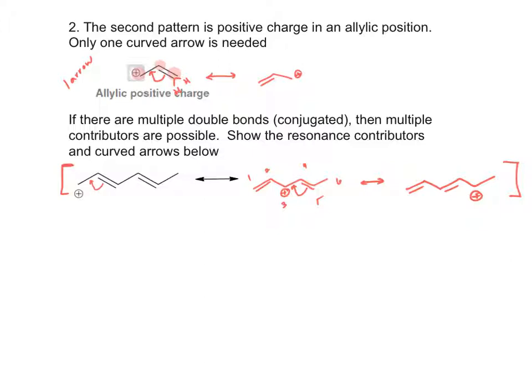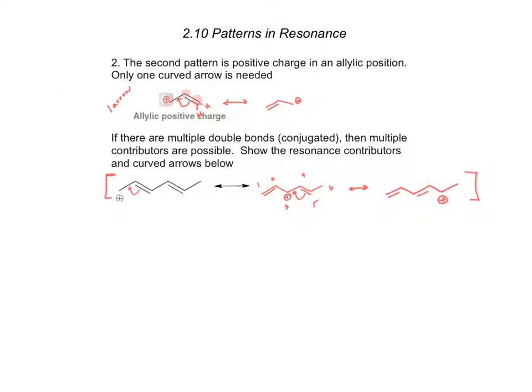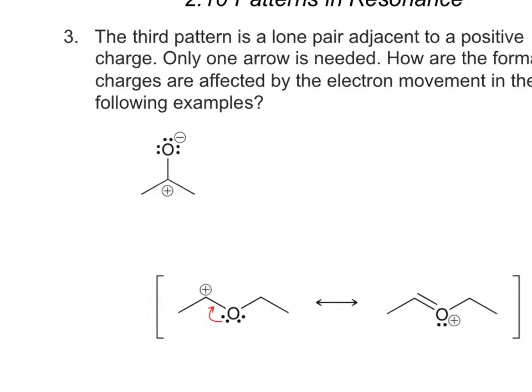Okay, so that is positive charge in the allylic position. The third one is a lone pair directly adjacent to a positive charge. So for this one, we have two positions that are important. We've got our positive charge, and we have a lone pair of electrons that is directly adjacent to that positive charge. Okay, so this one is going to start with our arrow at the lone pair. It's going to go and form a double bond. And we get our resonance structure as a result that looks something like this.